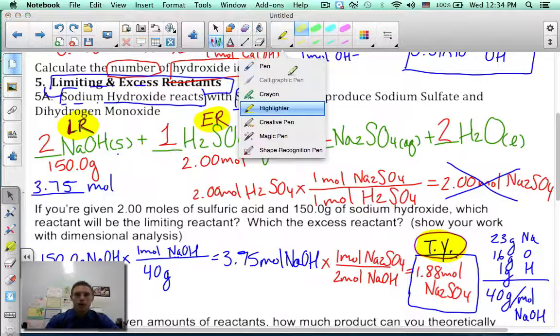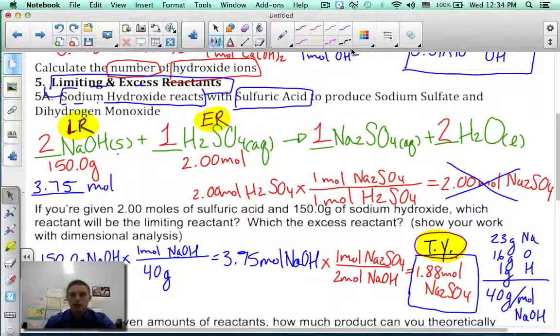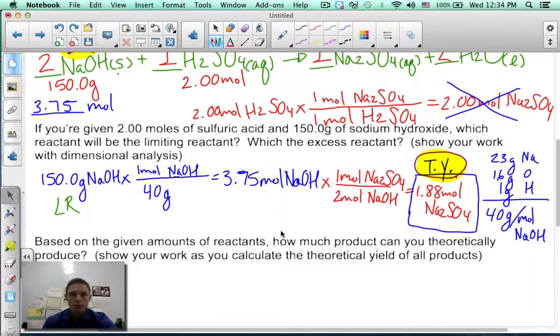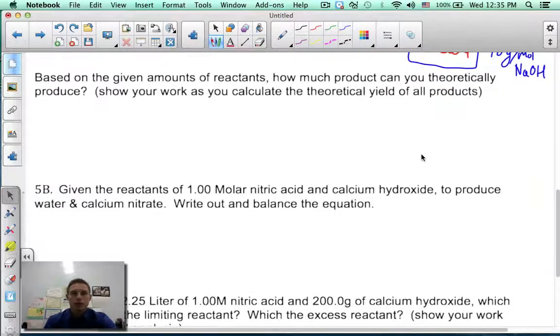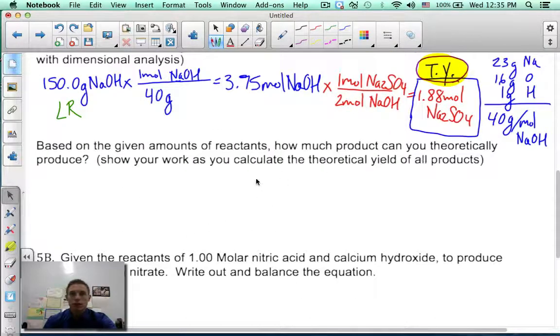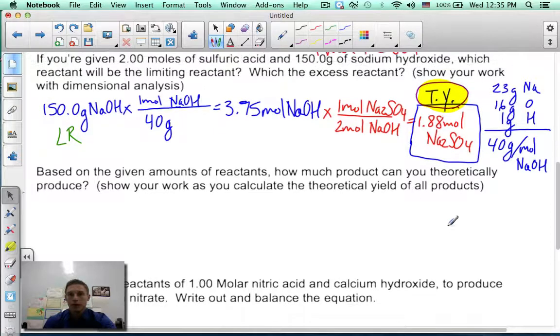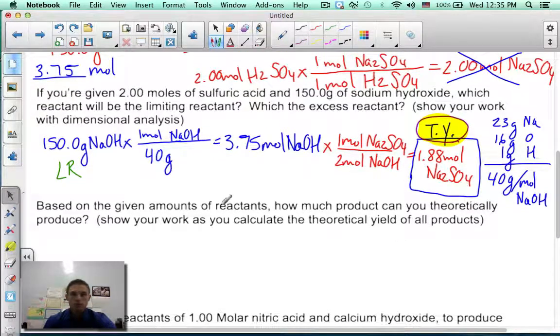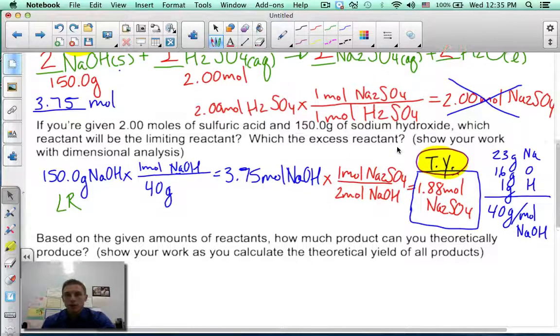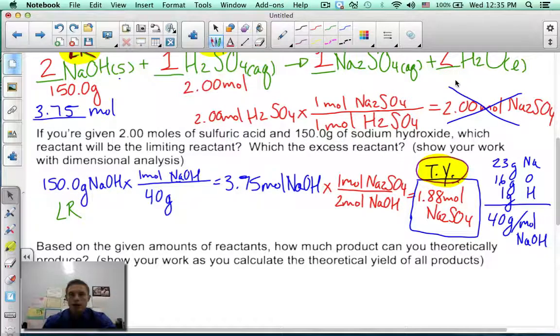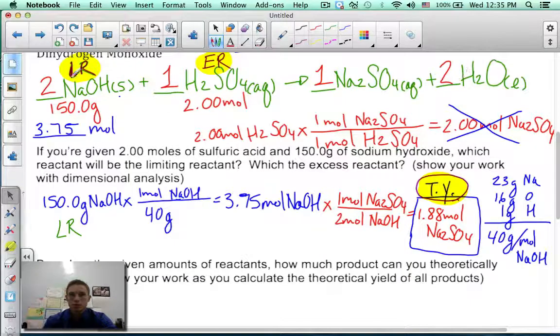Okay, now let's go back in and answer the rest of the problem. It says, based on the given amounts of reactants, how much product can you theoretically produce? Show your work and calculate theoretical yield for all products. So, okay, this is the answer for the salt, but now I also need to figure out the water. I'm going to scroll up so you can see the balanced reaction. Here's my balanced reaction. I have 2 waters for every 2 sodium hydroxide. So this is really easy.